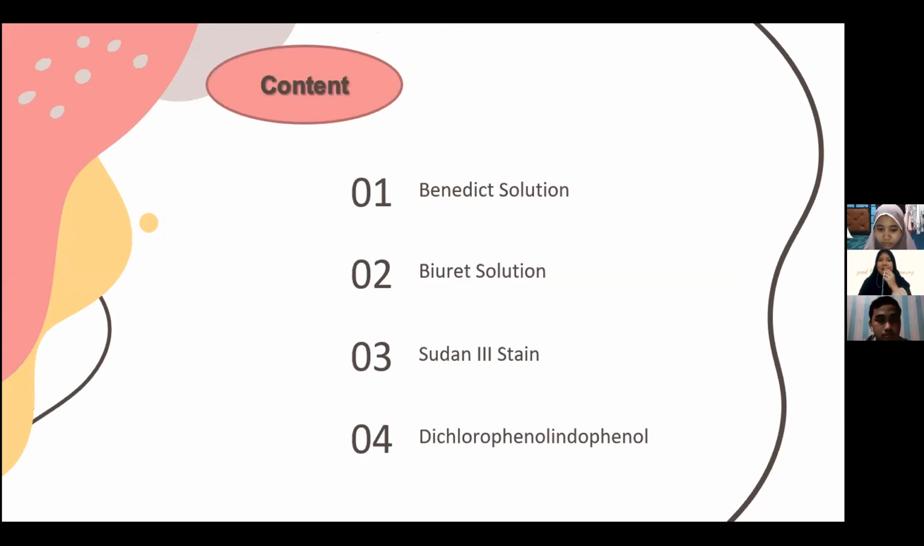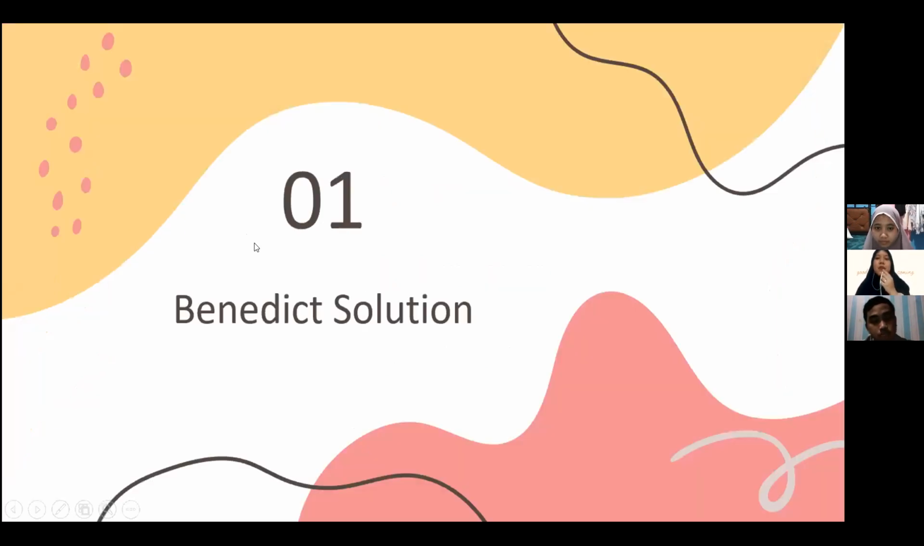Here are step-by-step instructions to see if foods contain these key nutrients. The first content is Benedict's solution. The second content is biuret solution. The third content is Sudan III stain, and the last, the dichlorophenol indophenol. Okay, the first content is Benedict's solution.